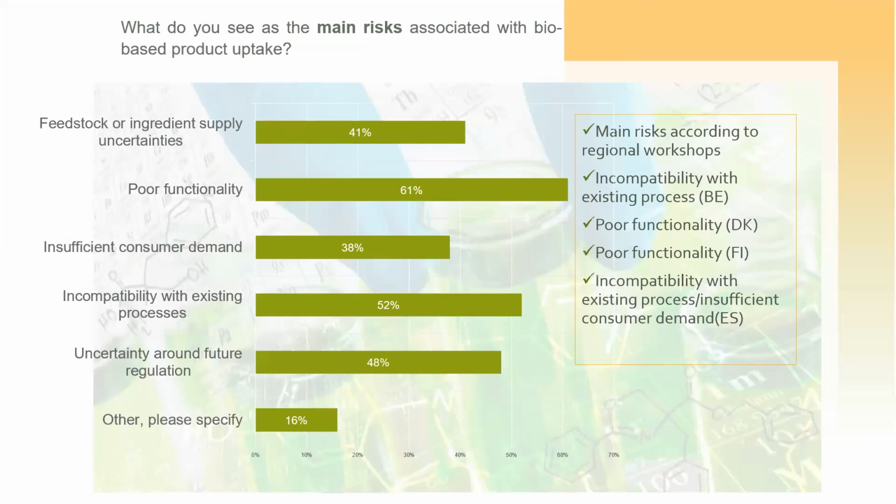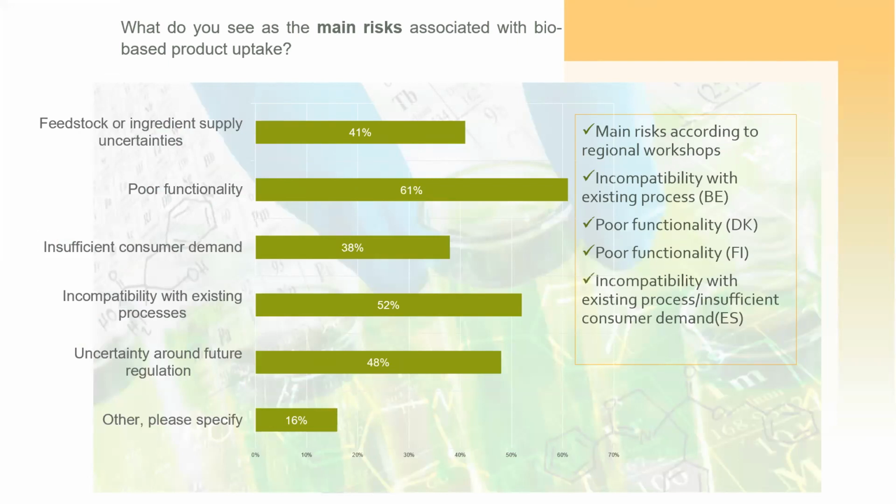We then looked at the main risks associated with bio-based products, and from our pan-European survey, we found poor functionality identified as the top risk at 61%, with incompatibility with existing processes next at 52%, uncertainty around future regulation at 48%, feedstock or ingredient supply uncertainties at 41%, and insufficient customer or consumer demand at 38%.